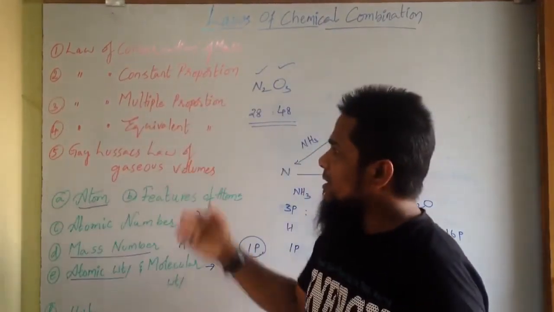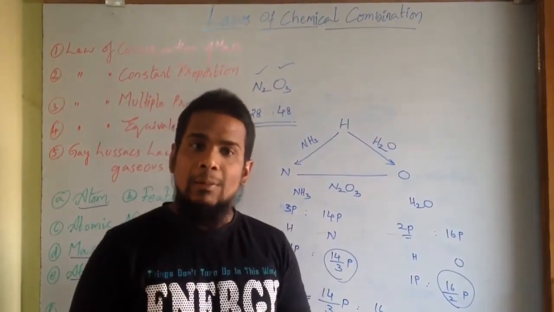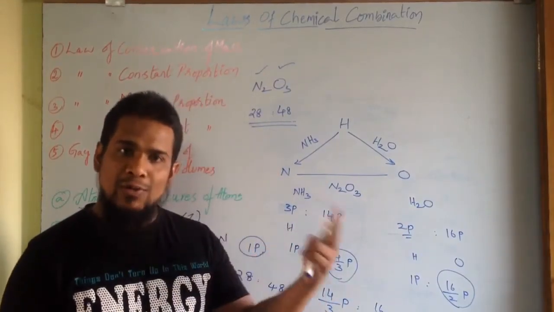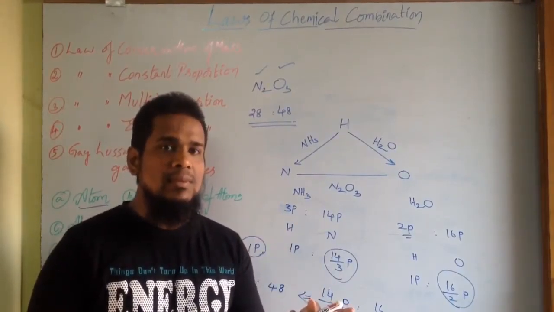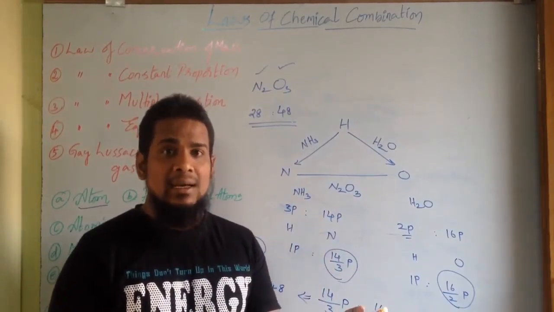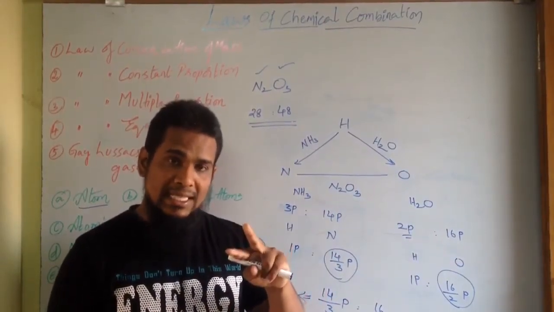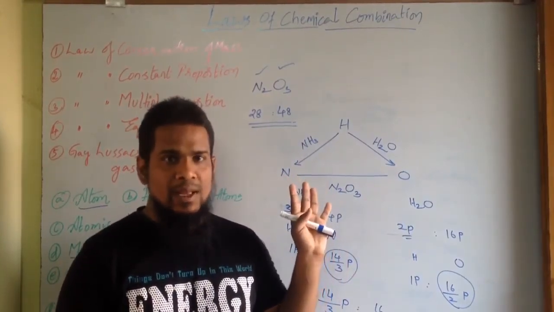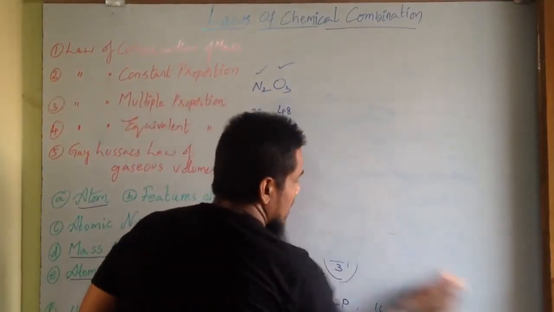Moving further towards Gay-Lussac's law of gaseous volumes. If 2 gases are combining to form a compound, then the ratio of the volumes of these 2 combining gases with each other and also with that of the product is always a simple whole number ratio. Let us take one example and see in more detail what this law actually is.